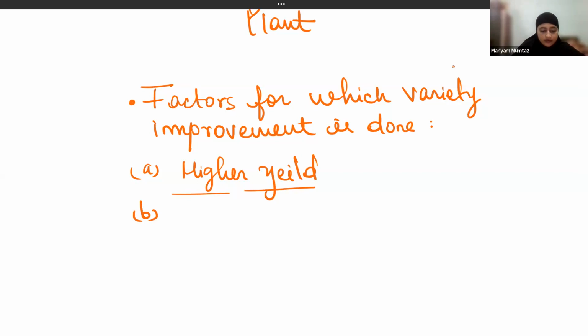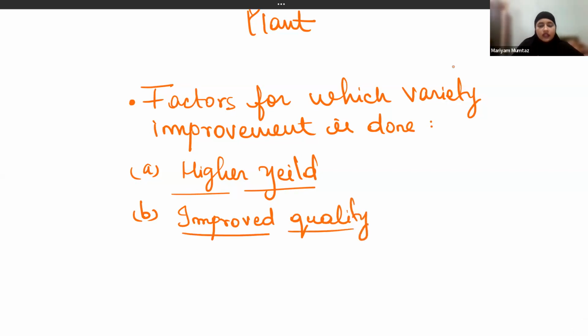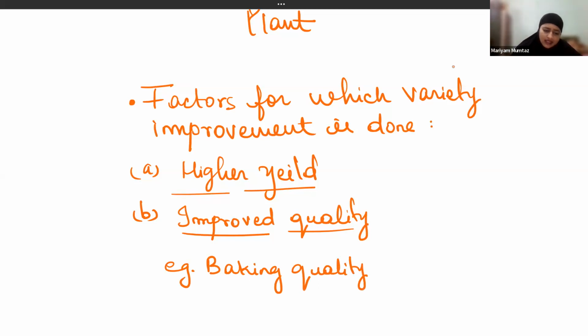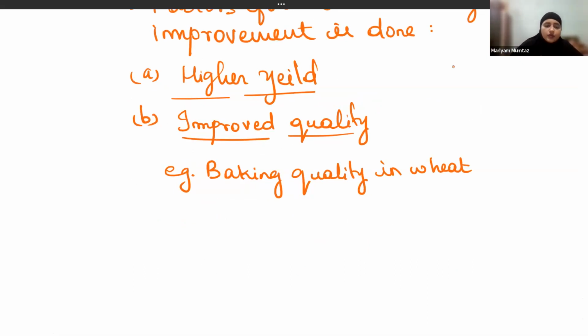After that, the second thing we do it for is improved quality. For example, if we are talking about a wheat plant, we use wheat to make rotis, right? So if the wheat is good, then the rotis that we make will be good, right? So that is why improved variety. Under the improved variety, you write down the example. Example is baking quality in wheat. This is the first example of quality improvement. So that whatever rotis or breads that we make will be good. So, baking quality in wheat.